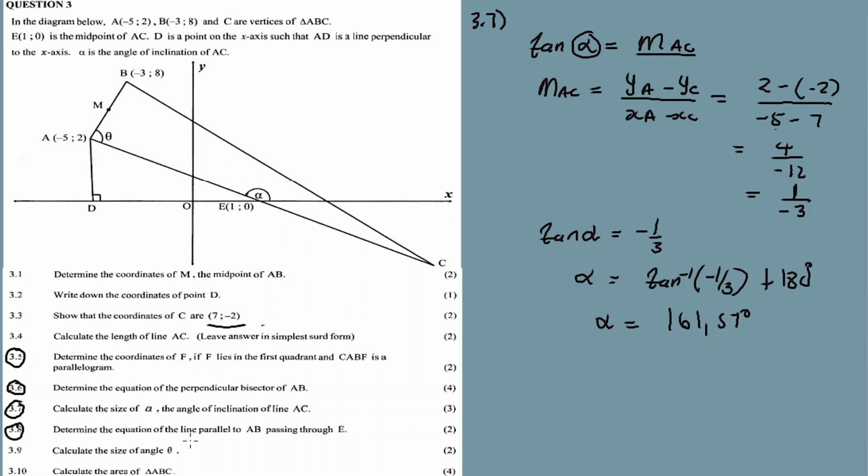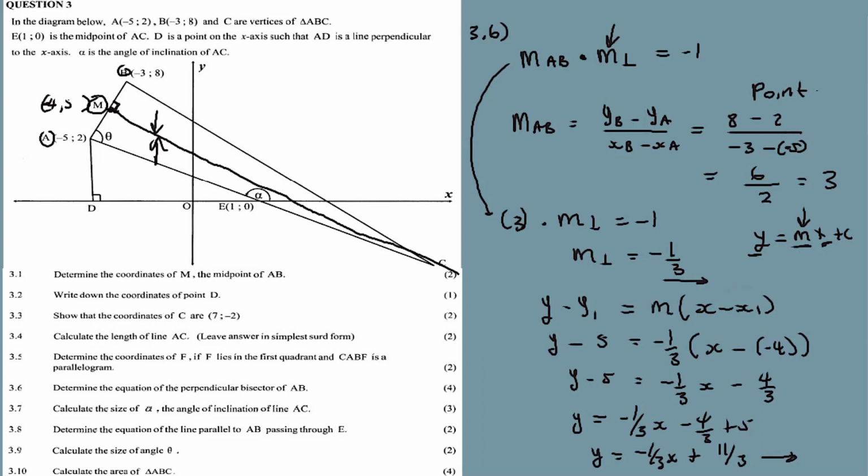3.8, determine the equation of the line parallel to AB and passes through point E. The gradient of AB is the same as the gradient of the parallel line, and if lines are parallel, they have equal gradients. We calculated the gradient of AB before, and we found it to be 3.